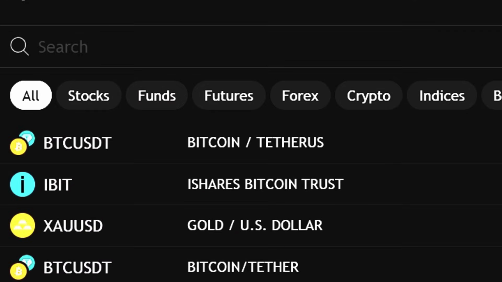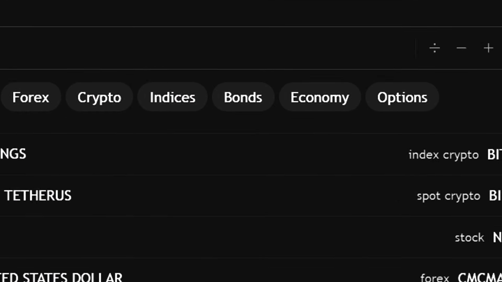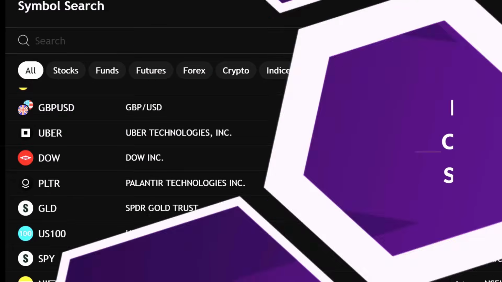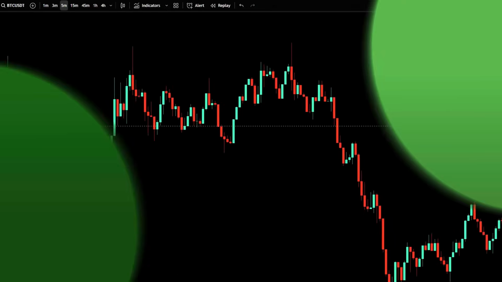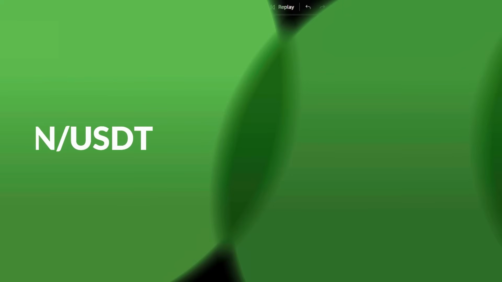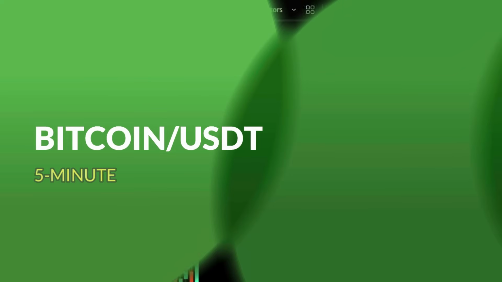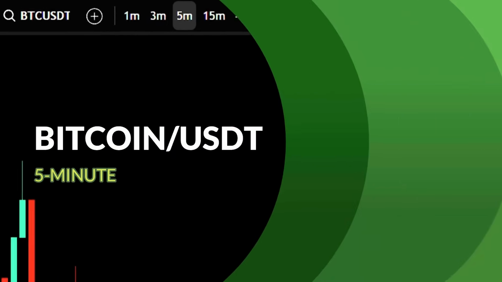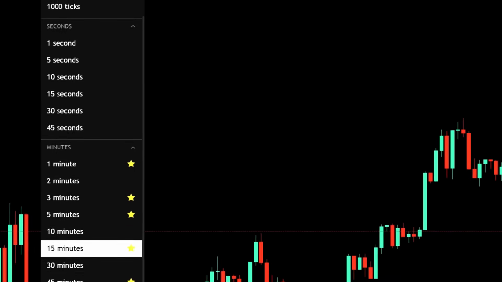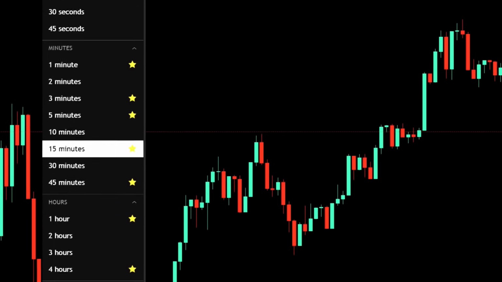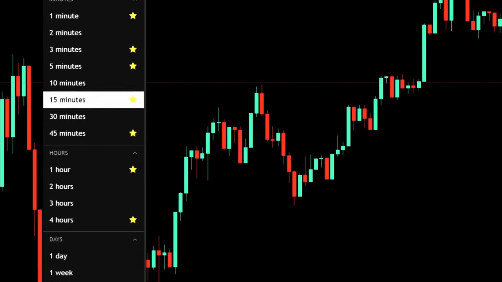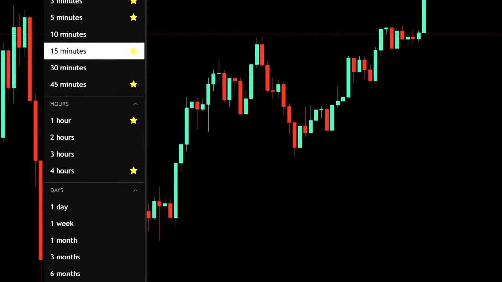This TradingView strategy works on literally any market you want. Me, I'm looking at Bitcoin USDT on the 5-minute time frame. But seriously, you can use this as a Forex trading strategy, for crypto, for stocks, any market, any time frame. Pretty cool, right? Now, once you're in, click on Indicators.